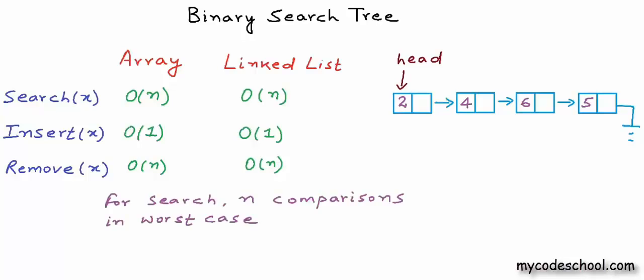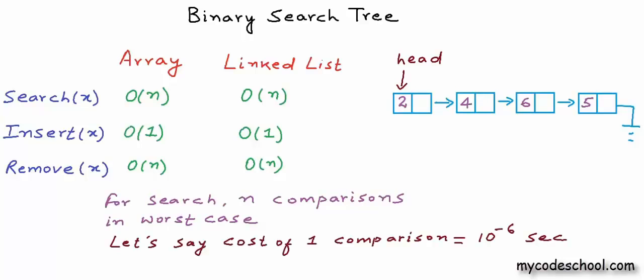Let's say our machine can perform 1,000,000 comparisons in 1 second. So we can say that the machine can perform 10 to the power 6 comparisons in 1 second. So the cost of one comparison will be 10 to the power minus 6 seconds.